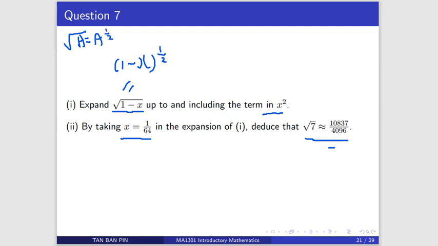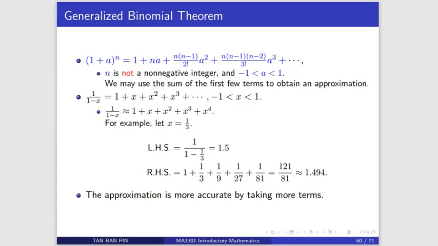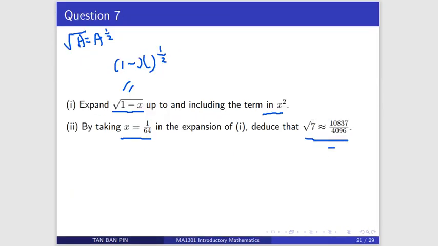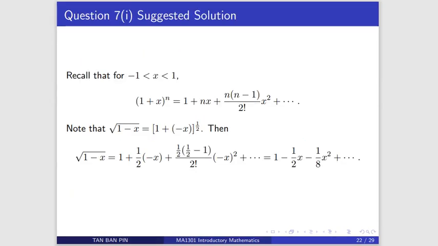So after you write it as (1 minus x) power half, you are supposed to use the generalized binomial expansion to expand it. To expand (1 minus x) power half, you should be taking n as half, a as minus x. So that's what you are doing. Okay, let's look at the next slide.